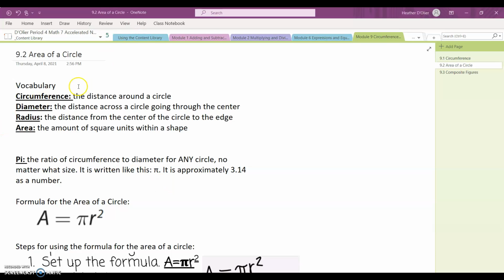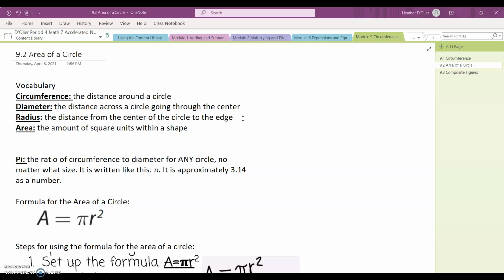So just some vocabulary reminders. We learned about circumference. Circumference is that distance around the circle, like the perimeter of a circle. Diameter is that distance across a circle, all the way, going through the center from edge to edge. Radius is the distance from the center of the circle, that little dot that's in the center of every circle, to the edge. And area, what we're going to go over right now, is the amount of square units within a shape. Specifically for this one, square units within a circle.